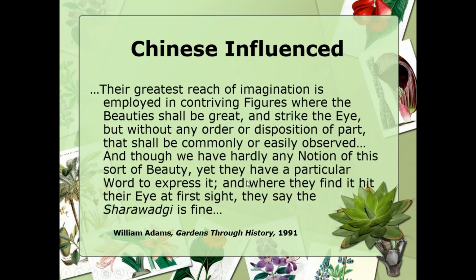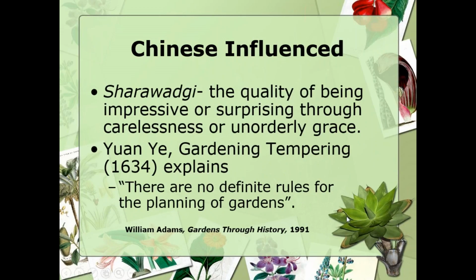It's kind of lending itself towards the feng shui principles that we recognize from the first chapter we read. Sharawadgi: the quality of being impressive or surprising through carelessness or unorderly grace. Yuan Ye, on gardening, explains there are no definite rules for the planting of gardens. I feel like that's how my garden is. There's definitely no rules in my garden.